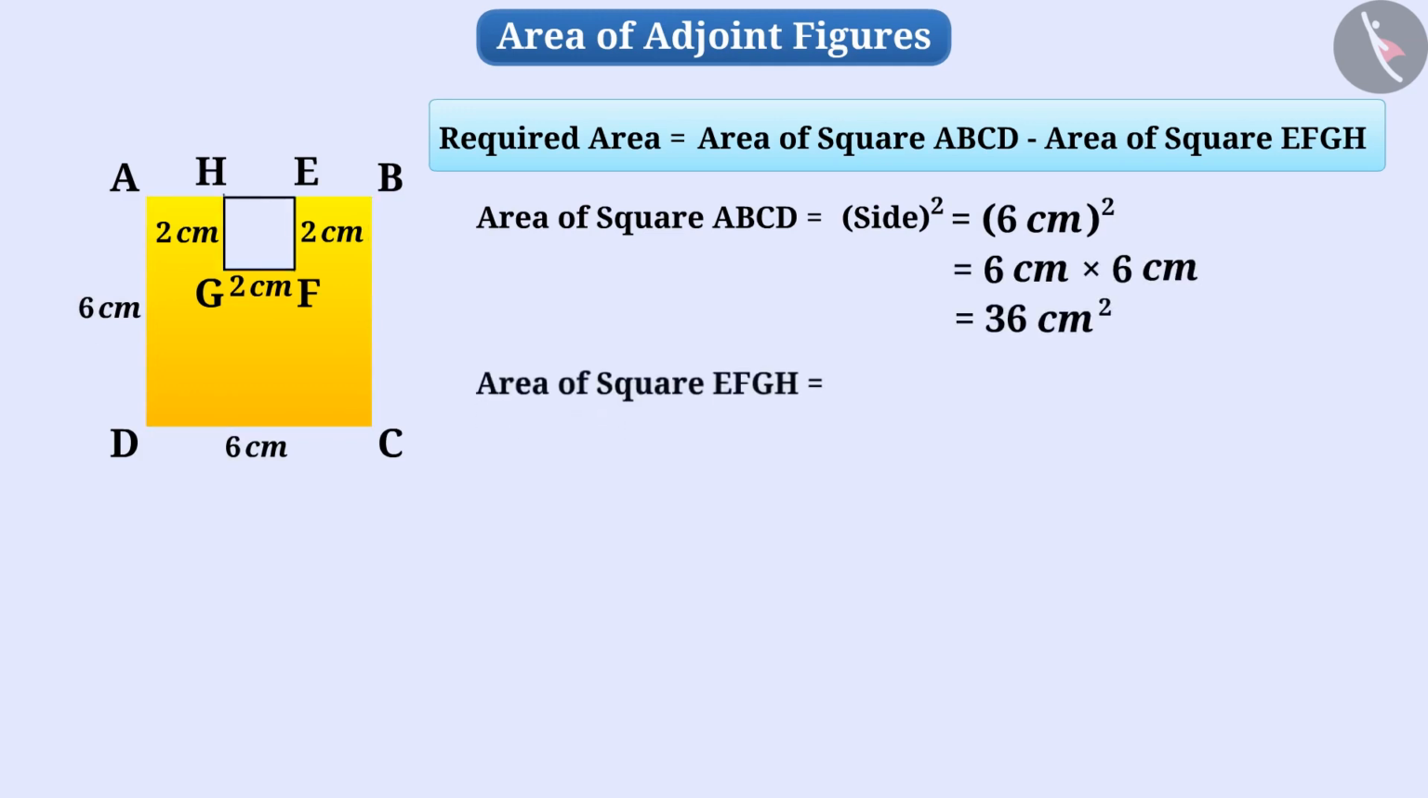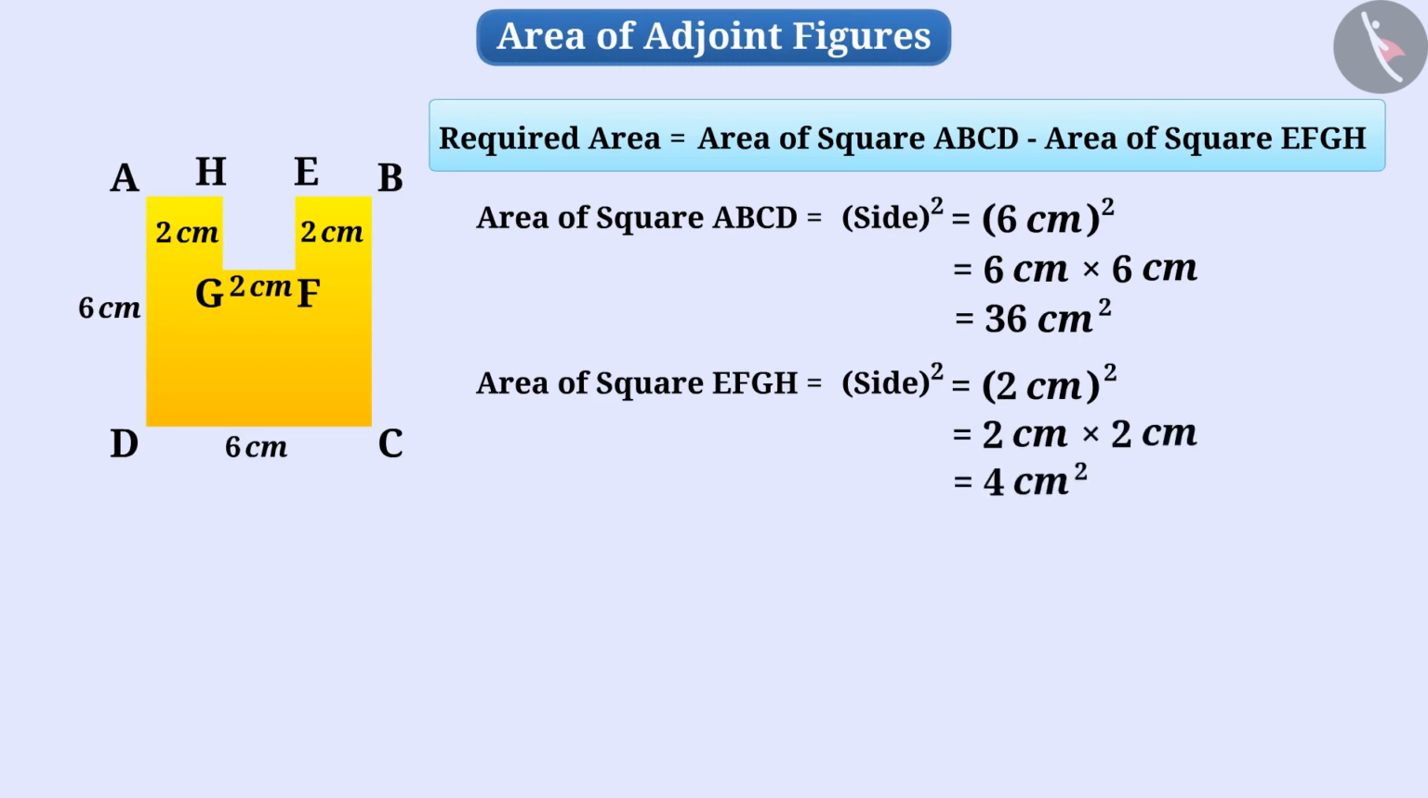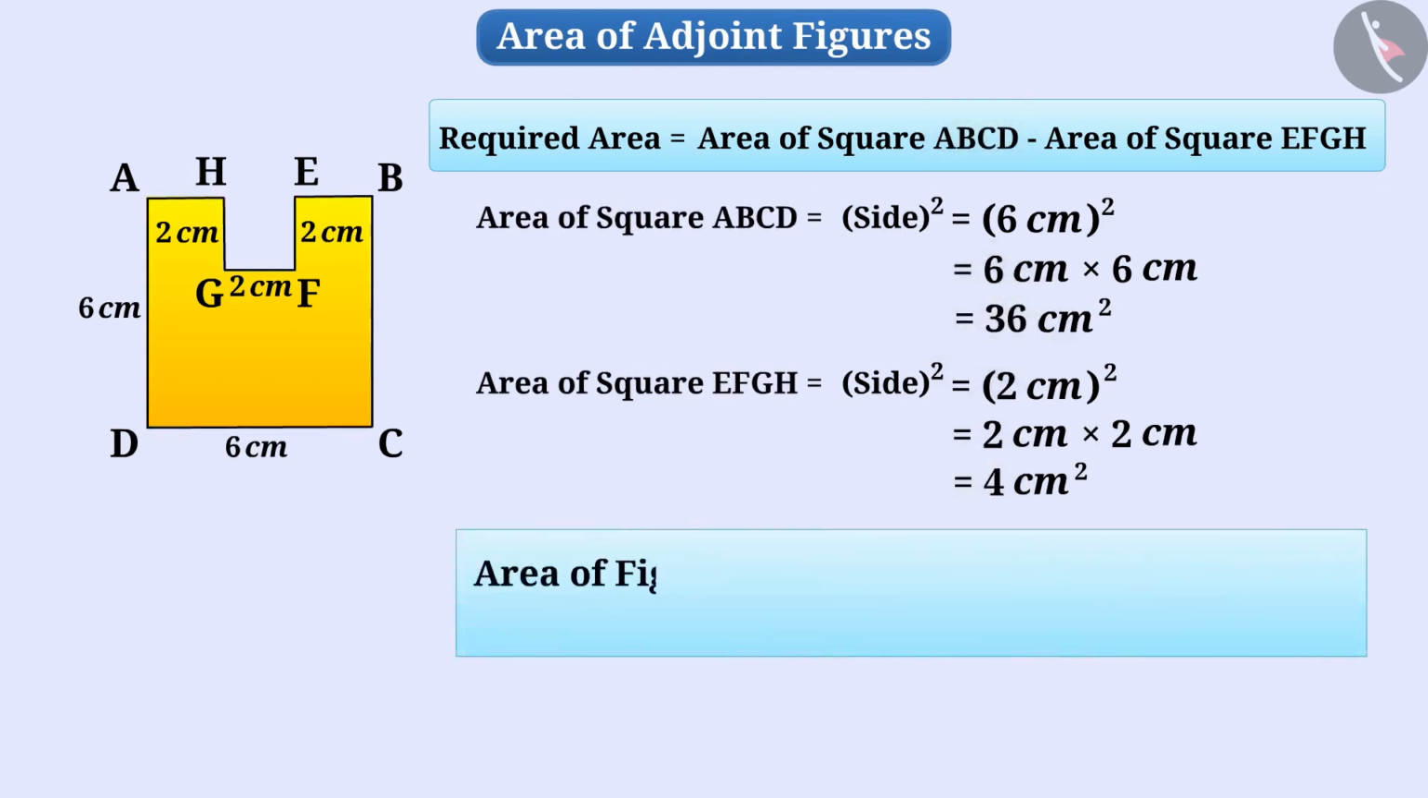And the area of square EFGH will be the side square, which is equal to 2 cm square, which is equal to 2 cm multiplied by 2 cm, which is equal to 4 cm square. To find the area of the figure, we will subtract the area of the square EFGH from the area of square ABCD. Similarly, the area of figure AHGFEBCD will be 36 cm square minus 4 cm square, which is equal to 32 cm square.